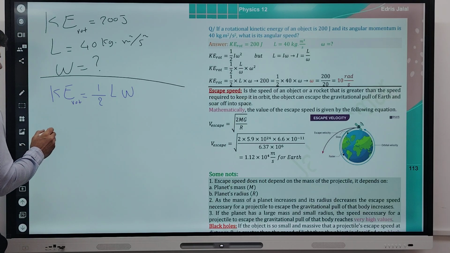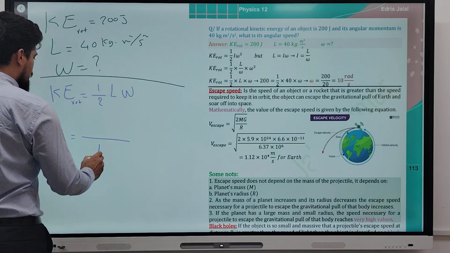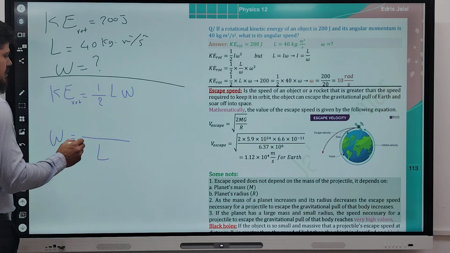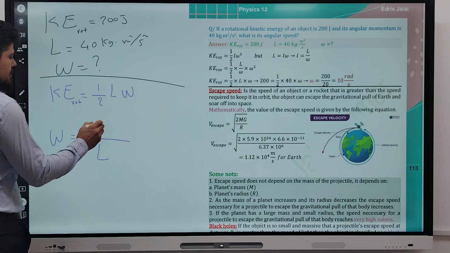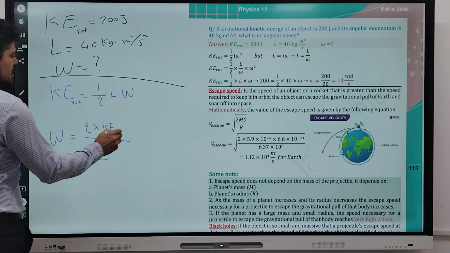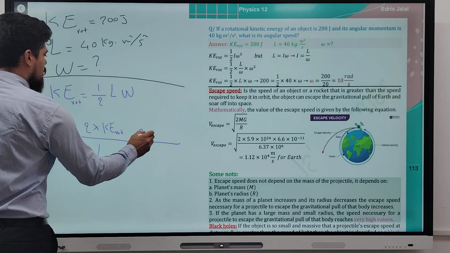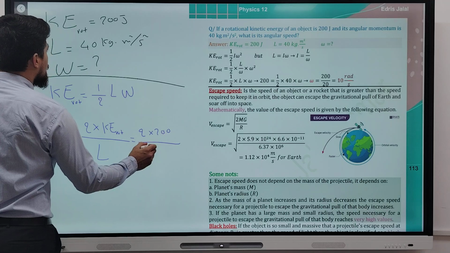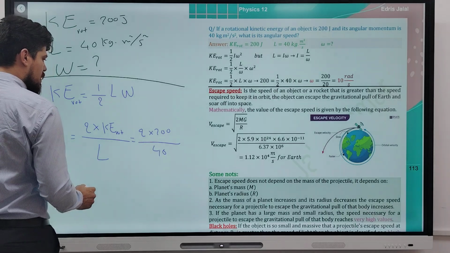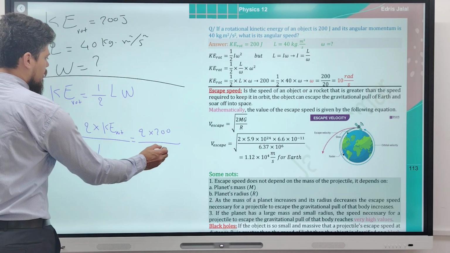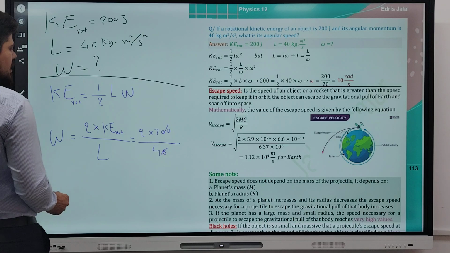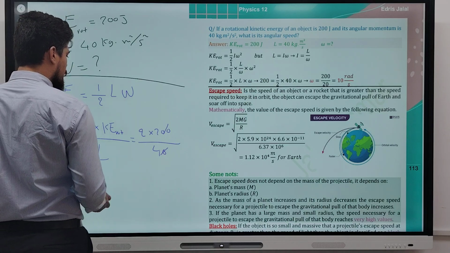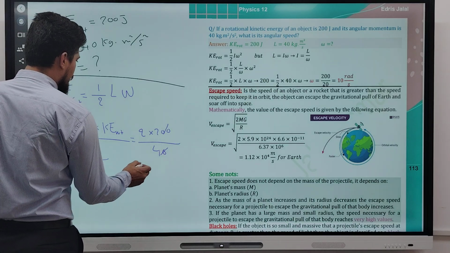Okay, so you can rearrange this equation to find omega. The moment of angular momentum is going to the denominator, 2 times rotational kinetic energy. 2 times 200 divided by 40, okay? This 0 cancels, okay? 20 divided by 4 is 5, 2 times 5 is equal to 10.